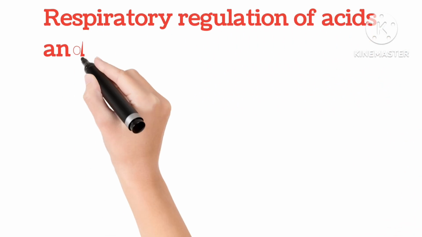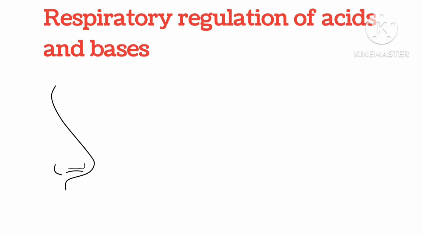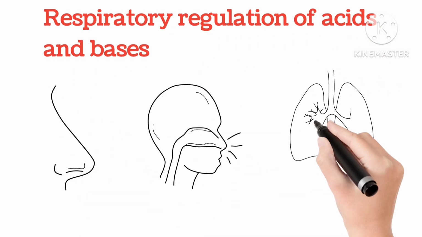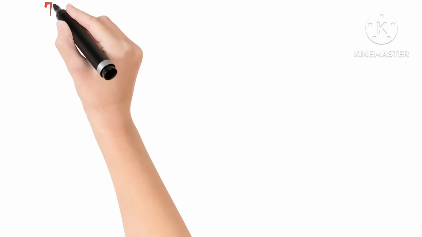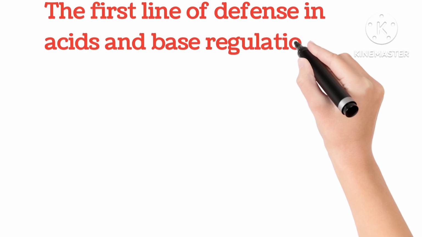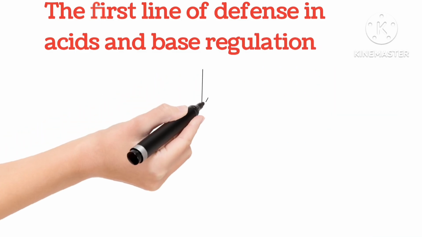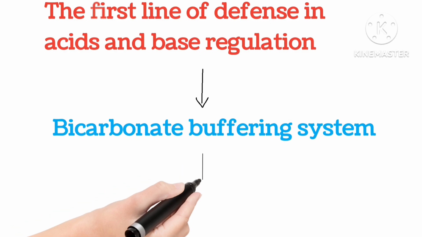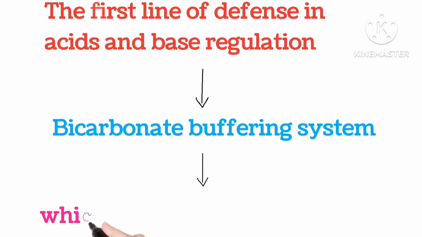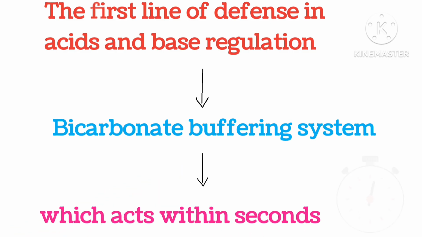In this video, we'll talk about the respiratory regulation of acids and bases. In the last class, we talked about the first line of defense in acid-base regulation, which is the bicarbonate buffer system, and this bicarbonate buffer system acts within seconds of any pH changes.